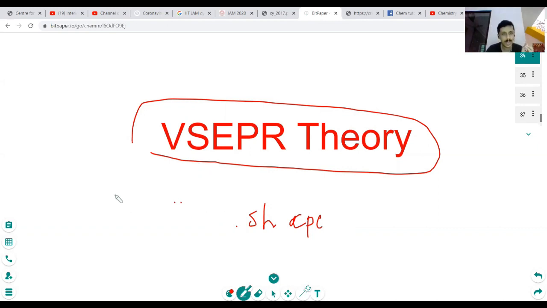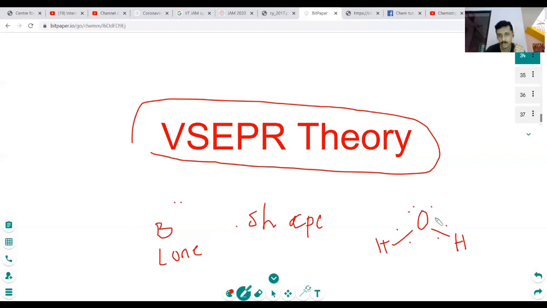So we know what a valence electron is. The valence electron is either a bonding pair of electrons or a lone pair of electrons. For example, take the example of H2O. In H2O, we have bonding pairs of electrons. These are nothing but the electrons which are taking part in the bonding process. And we have lone pairs of electrons.